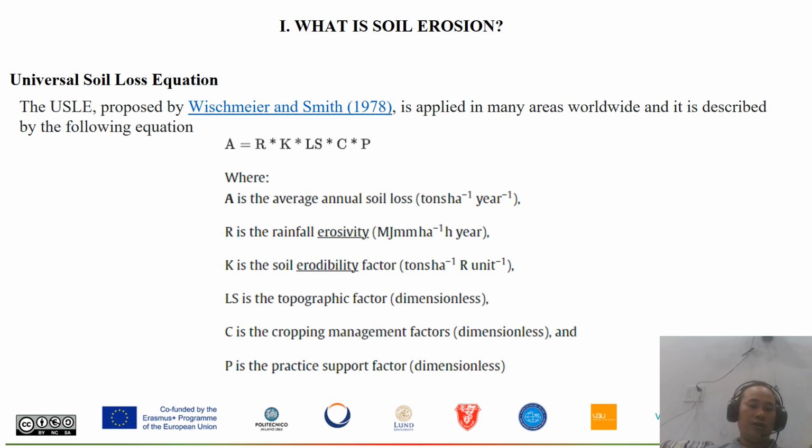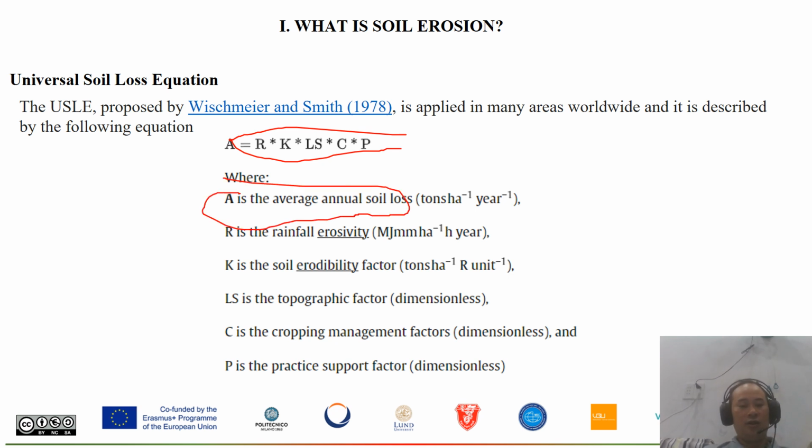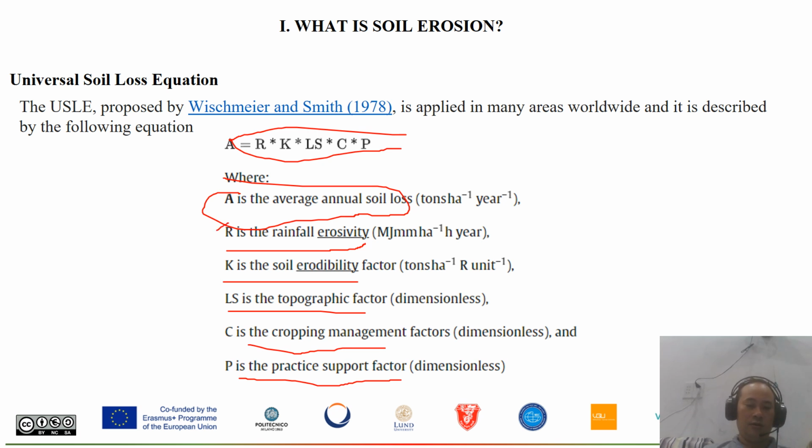The Universal Soil Loss Equation was proposed by Wischmeier and Smith in 1978 and is applied in many areas worldwide. It is described by the following equation. In this equation, A is average annual soil loss, R is rainfall erosivity, K is soil erodibility, LS is the topographic factor, C is cropping management, and P is the support practice factor. Now we will go through the five input data for the Universal Soil Loss Equation.